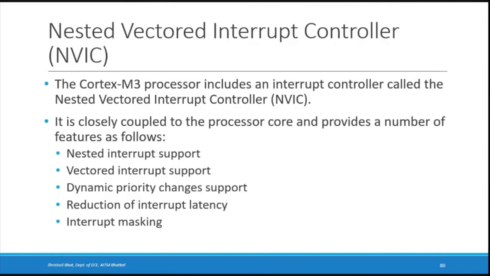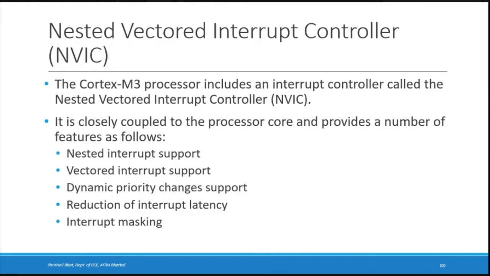So the ARM Cortex-M3 processor includes an interrupt controller called NVIC, that is Nested Vectored Interrupt Controller. It is closely coupled to the processor core. It is within the processor core, and it provides a number of features like nested interrupt support, vectored interrupt support, dynamic priority changes support, reduction of interrupt latency, and interrupt masking. So what are these things?